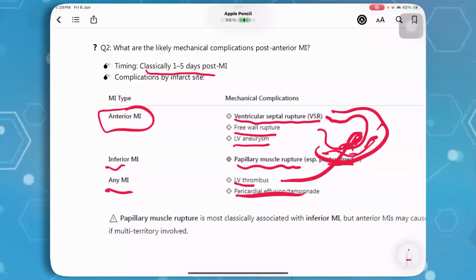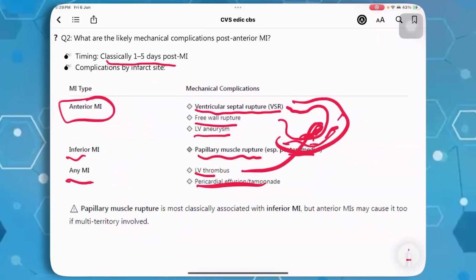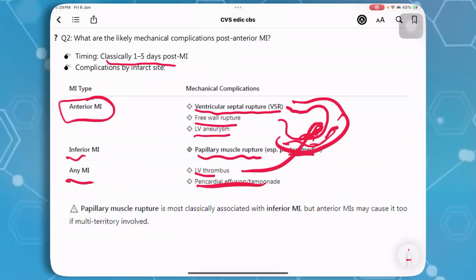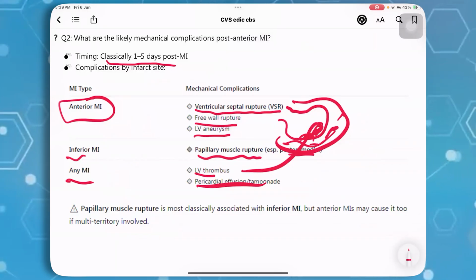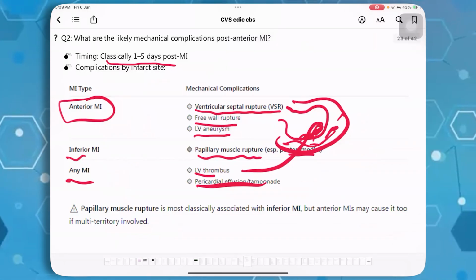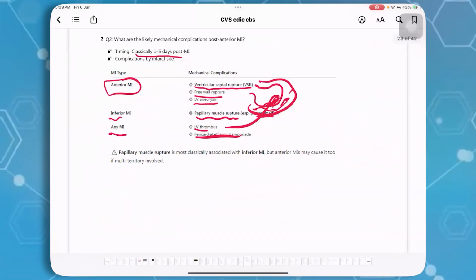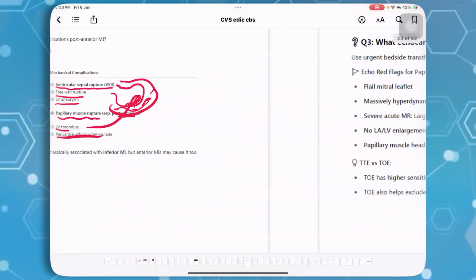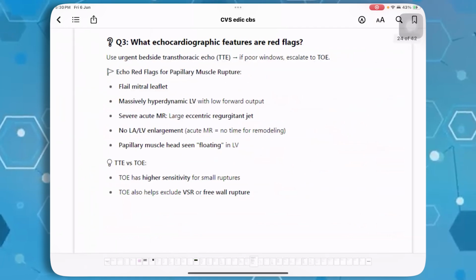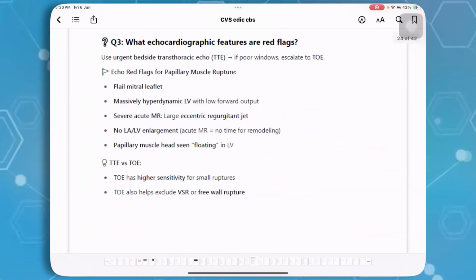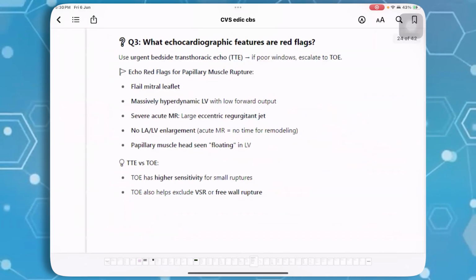Papillary muscle rupture is most classically associated with inferior MI, but that doesn't give you any respite in anterior MIs because multiple territories are usually involved. But classically inferior MI, and it is the posterior mitral leaflet that gets affected. What are the echocardiography findings which are red flags? Number one, flail mitral leaflet. Very important. A papillary muscle rupture.